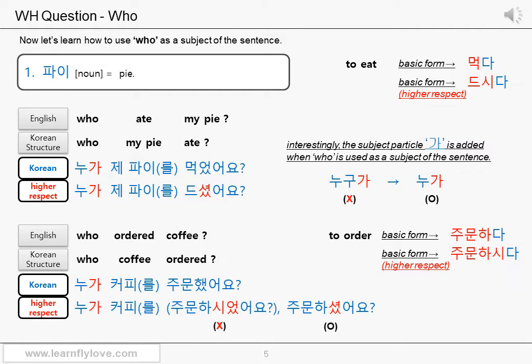You can use who as a subject of a sentence when you make a question like, who did this to you? Let's learn how to use who as a subject of the sentence then. Let's see the English sentence first. Who ate my pie? Pie is just 파이 in Korean. The same sound. Okay, almost the same sound. The basic form of the verb eat is 먹다, as you know. And the higher respect form of the verb eat is 드시다.